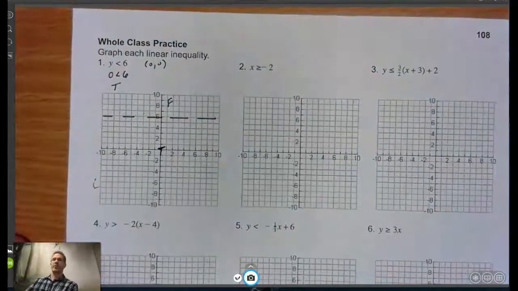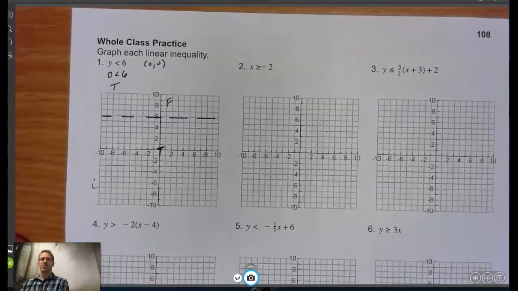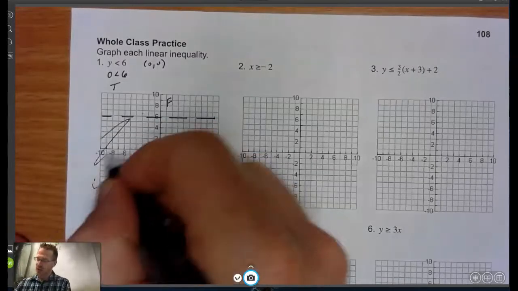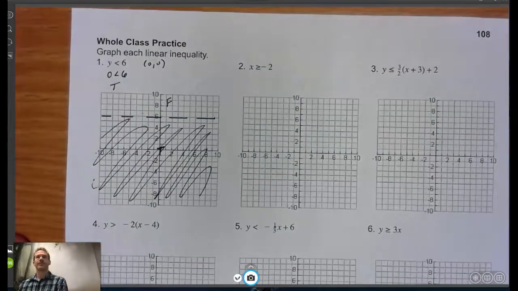So remember, one region will be true, one region will be false. We always shade the true region. So then I'm just going to shade the region right there. And that's it. Okay, let's move to number 2 now.